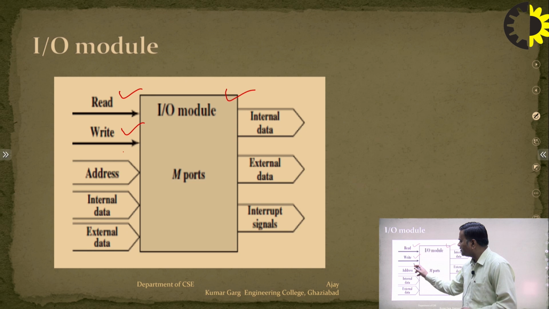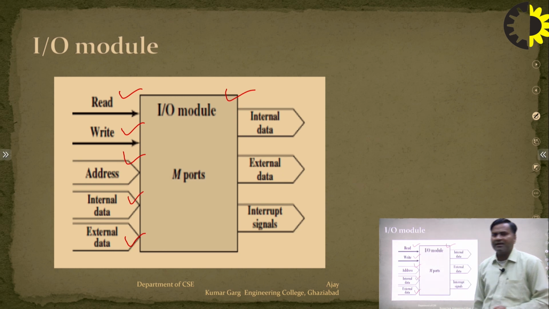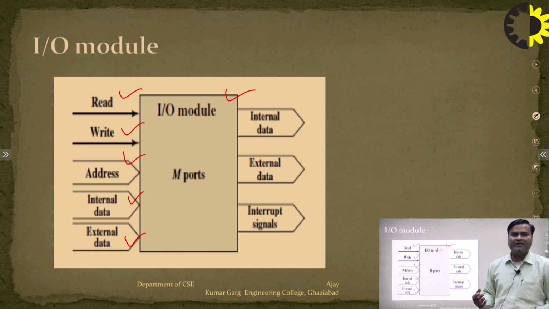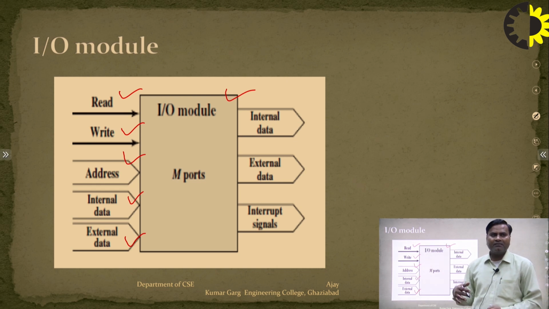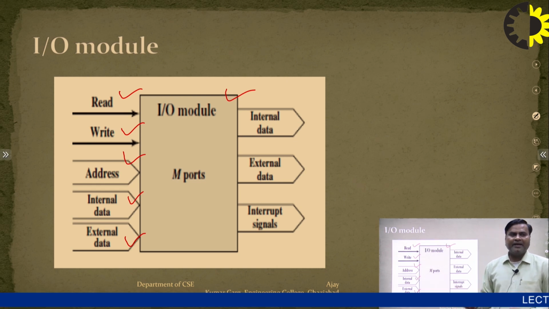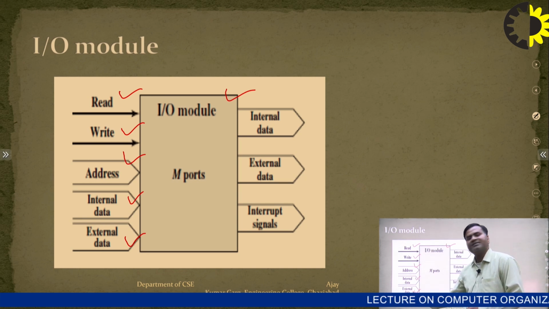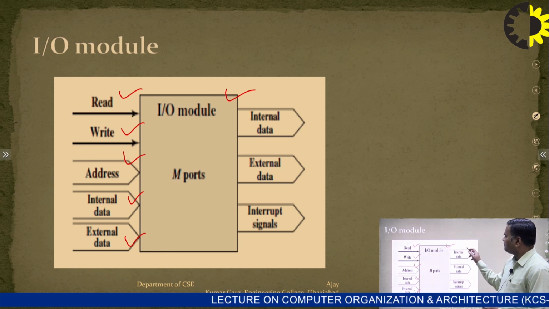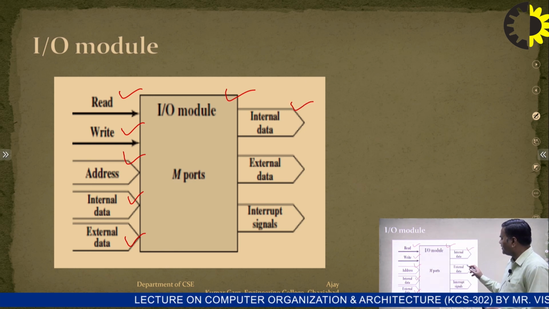Here we use a data bus and an address bus, and here we use two separate data buses, that is internal data and external data. If you are going to take input from the main memory, or random access memory, then we can say internal data bus. Or if we take input from the keyboard, then this is the external data bus. Similarly for internal data or external data.